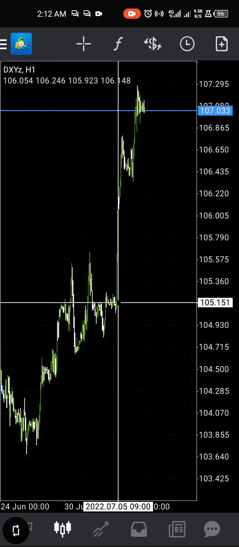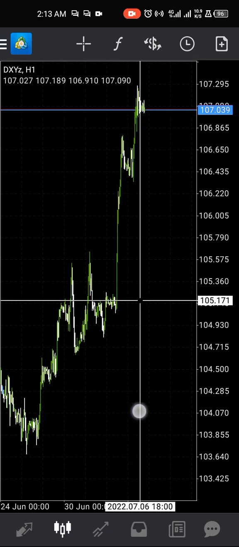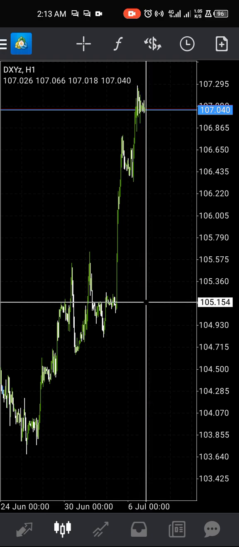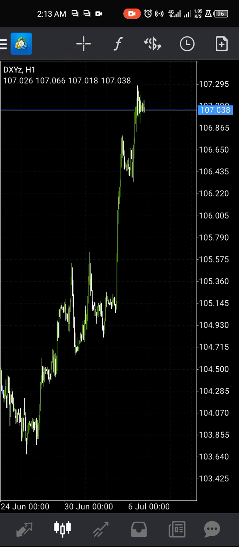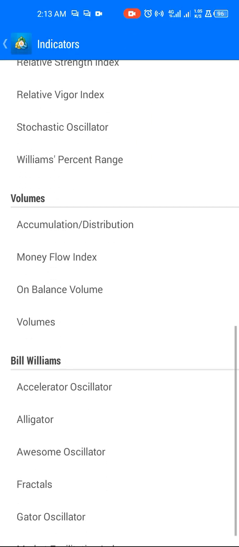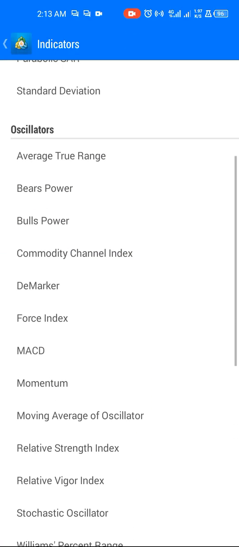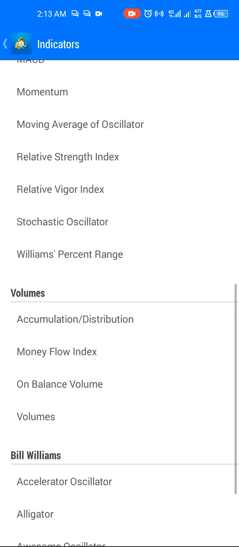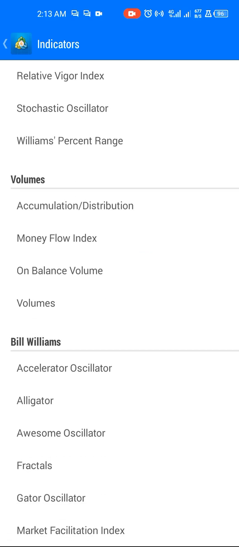All right, so this time is usually GMT. I think it's usually GMT. Yeah, it should be, but I'm not too sure. And then this F is basically your indicators. We won't use indicators that much, but there are indicators out there in case you want to use them.